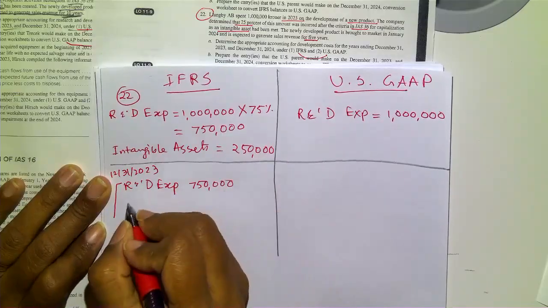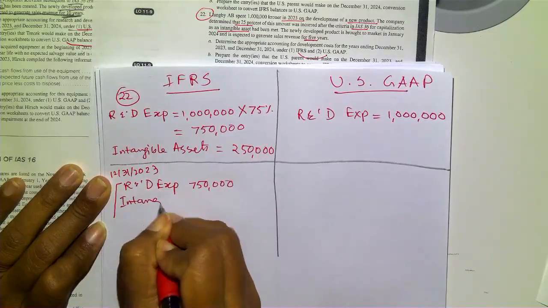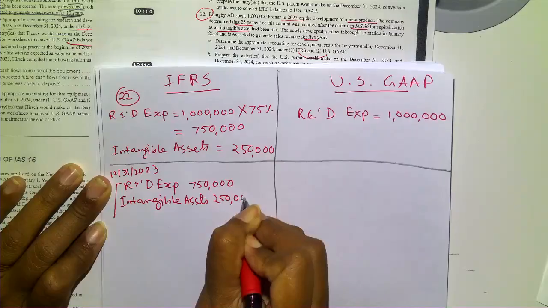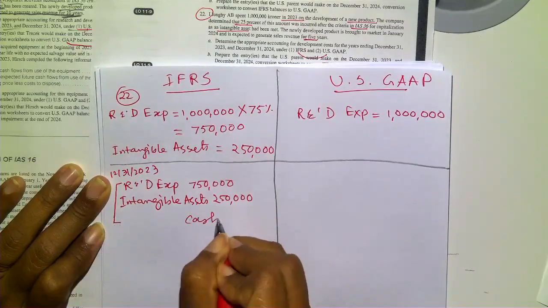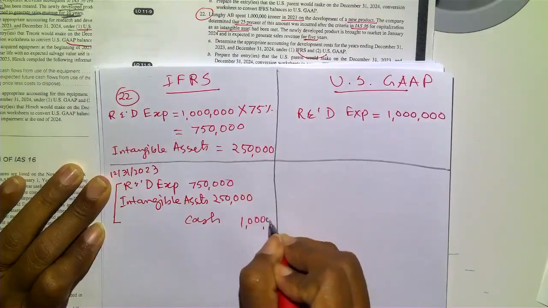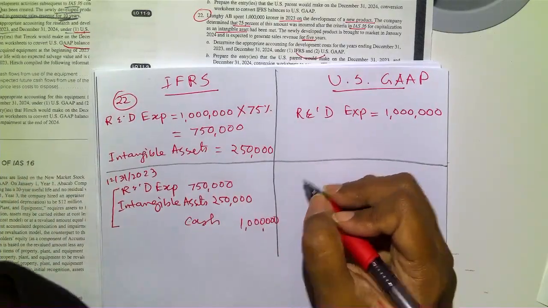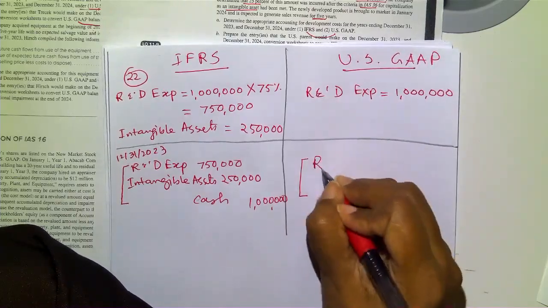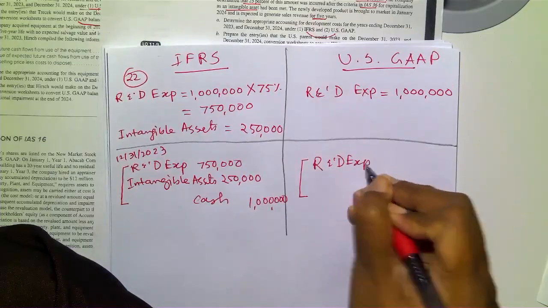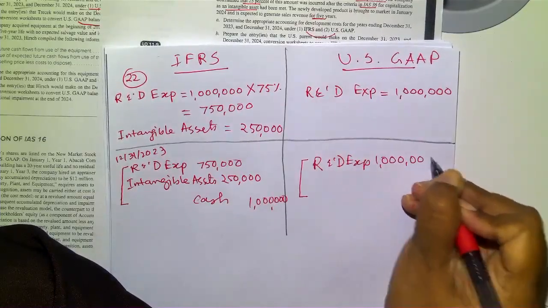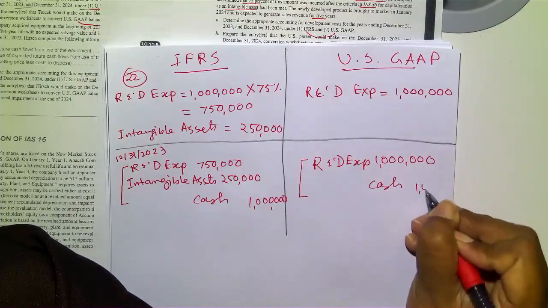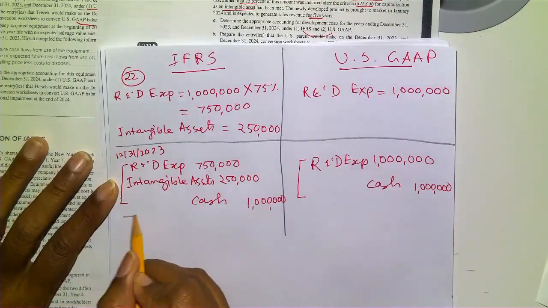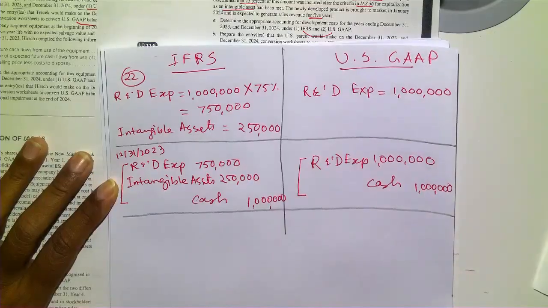R&D expense 750, and then intangible assets 250, and they paid cash, credit 1 million. On the other hand, the US GAAP will show the entire amount as an R&D expense. They will show R&D expense 1 million, cash 1 million. First year is good.